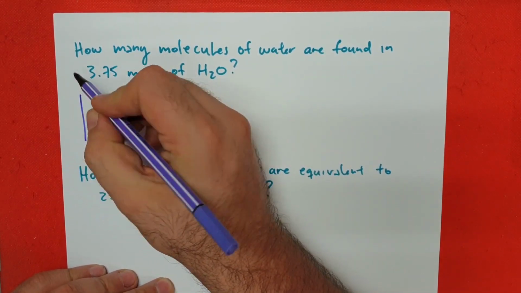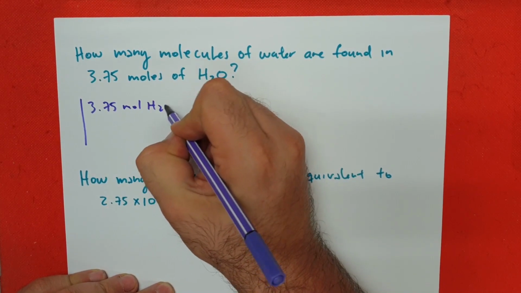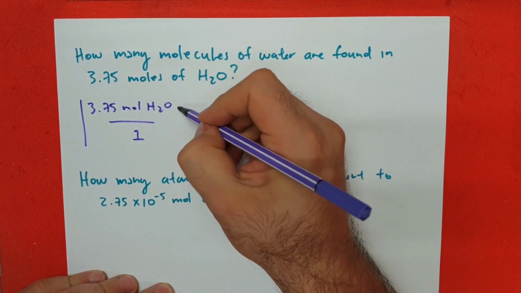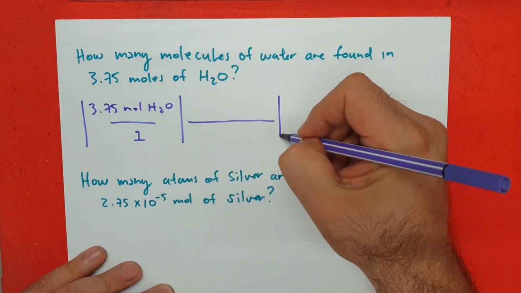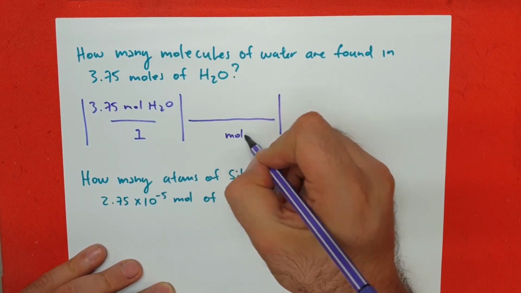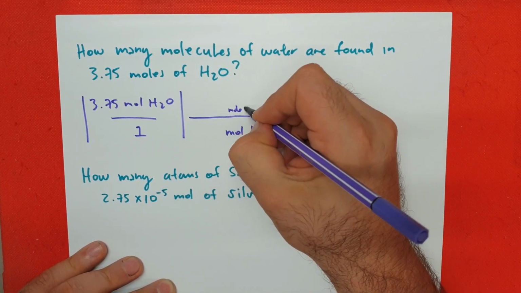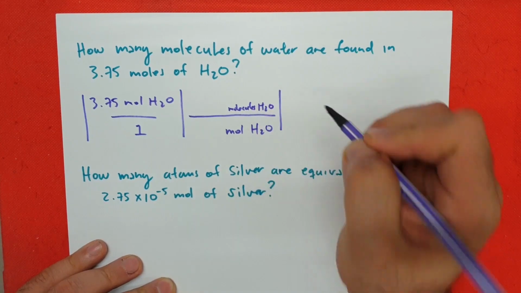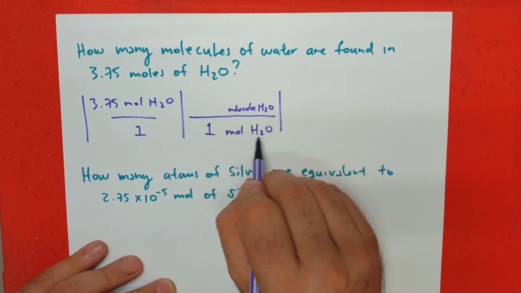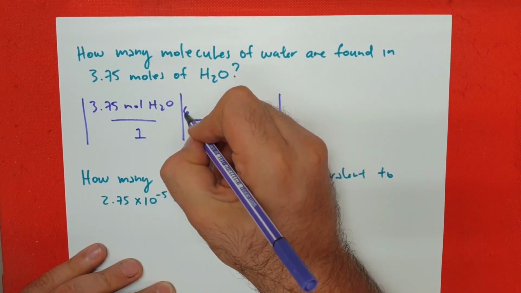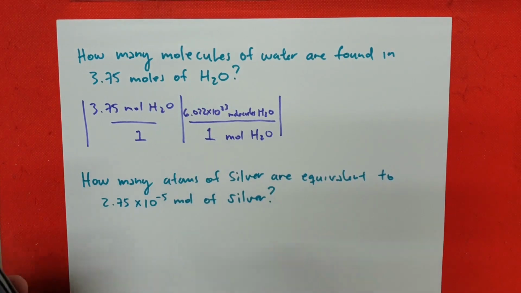So my first setup is actually 3.75 moles of H2O over 1, so that we don't alter it algebraically. And my next factor is going to be Avogadro's number, where we want moles of water to cancel out on the bottom, and on top we want molecules of water. Now, what numbers go here? Since this is Avogadro's number, 1 mole of anything, in this case water, is equal to 6.022 times 10 to the 23rd. So we're very careful.